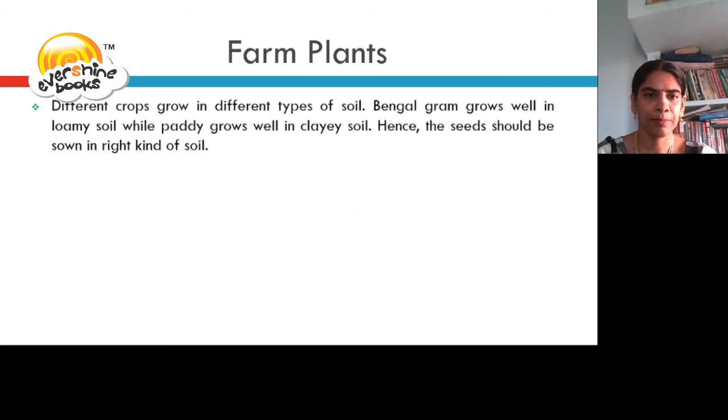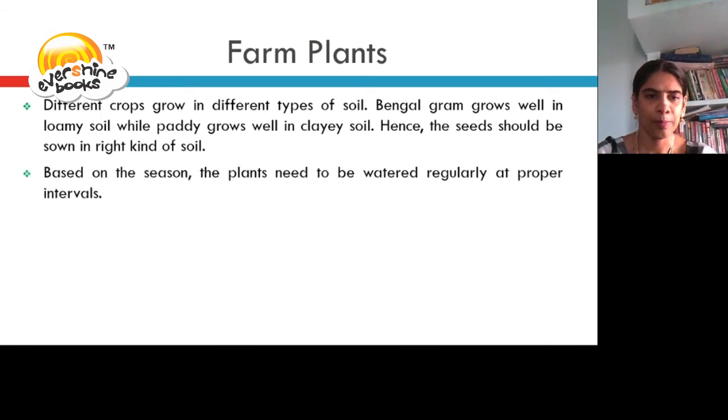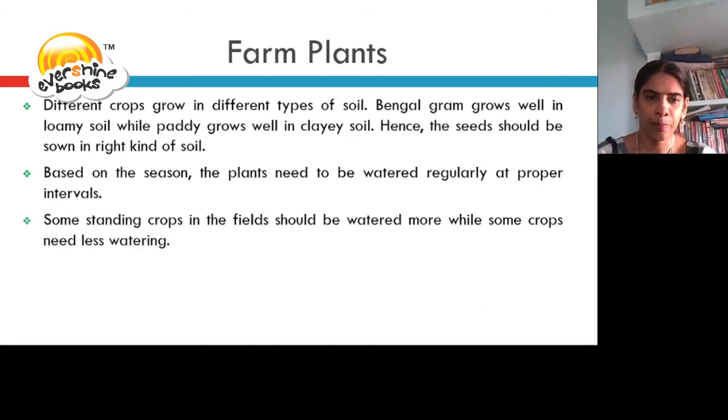Farm plants. Different crops grow in different types of soil. Bengal gram grows well in loamy soil, while paddy plants grow well in clayey soil. Hence, the seeds should be sown in the right kind of soil for the plants to grow. Based on the seasons, the plants need to be watered regularly at proper intervals. Some standing crops in the fields should be watered more, while some crops need less watering.